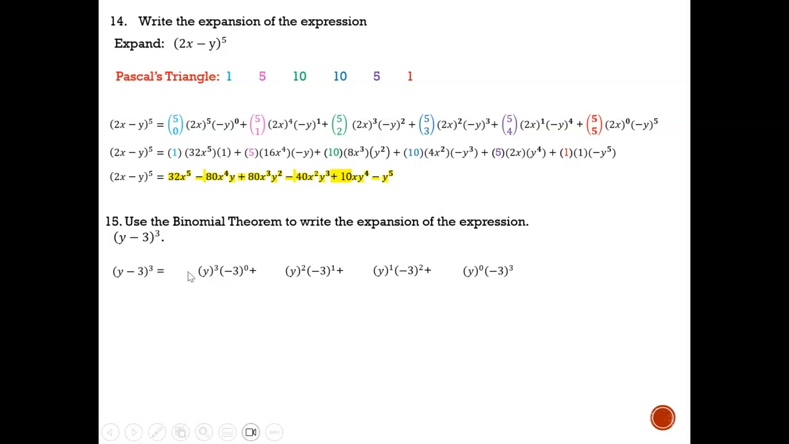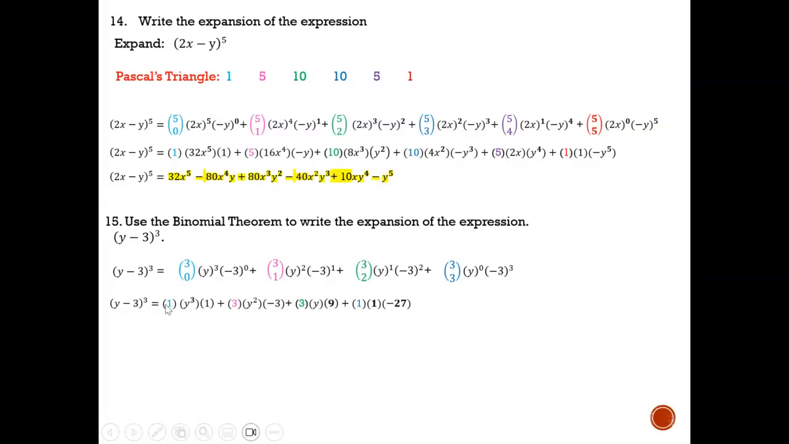And then we start with 0, 3 and 0, 2 and 1, 1 and 2, and 0 and 3. Now for the combination, guys, it's going to be 3 combination 0, 3 combination 1, 3 combination 2, and 3 combination 3. Now we do simplify.